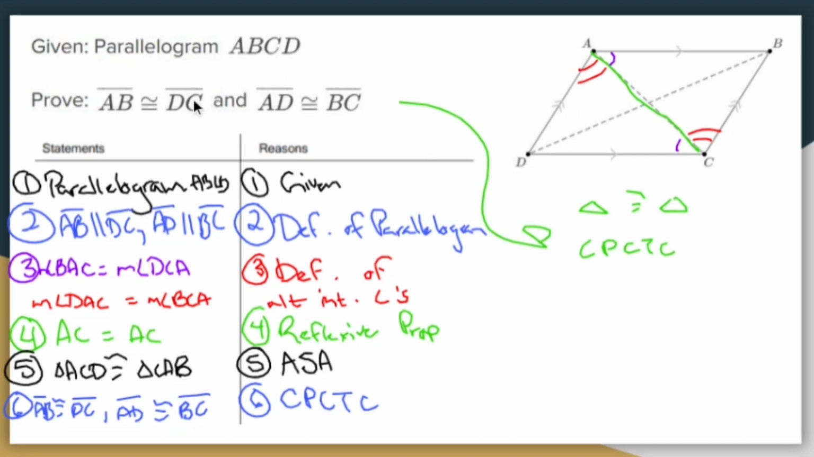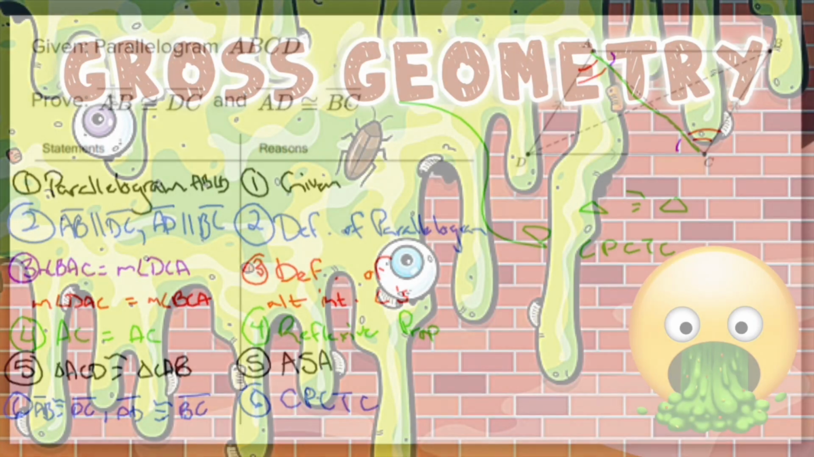Okay, it's not as simple as you saying, well, my book says theorem 6.12b says that parallelograms have opposite sides that are congruent. So can I just do a two-stepper? Technically, yes, but we wanted to show the actual proof of that, and that's what we did. Dunzo.